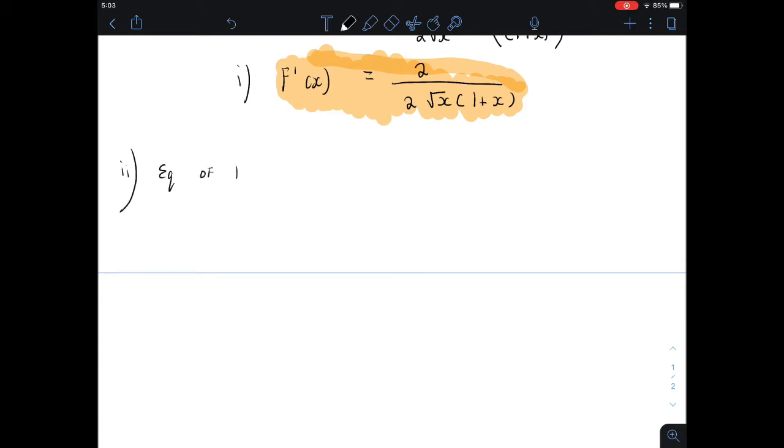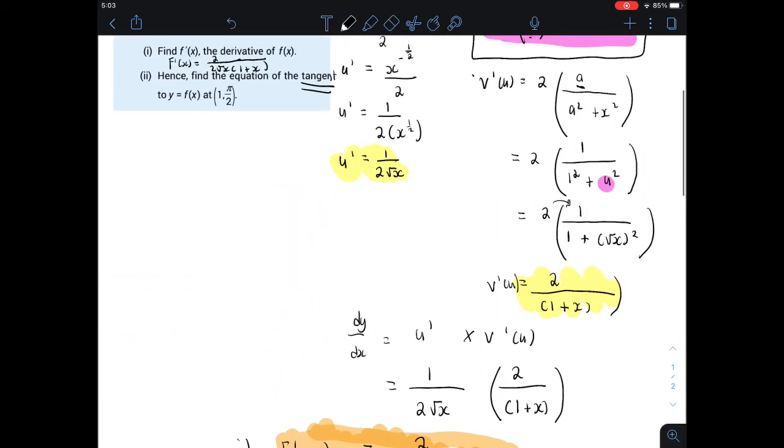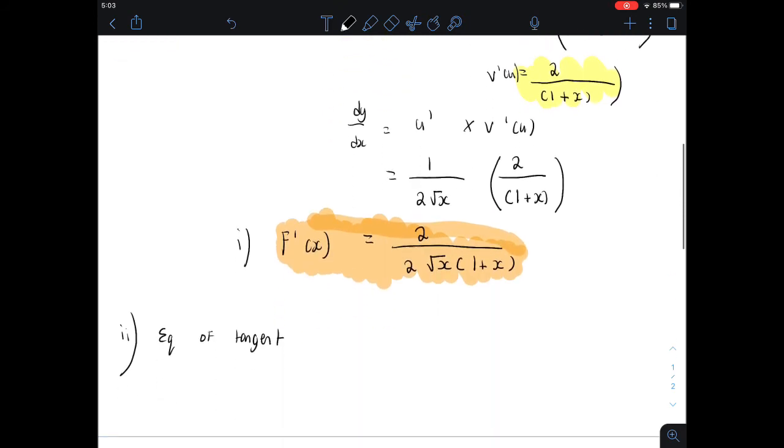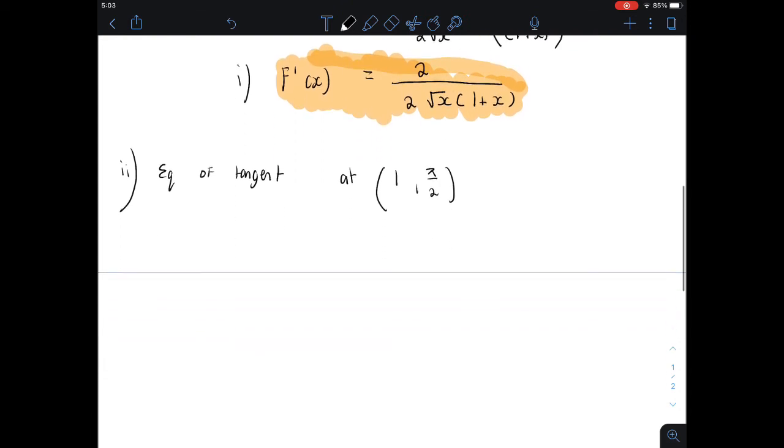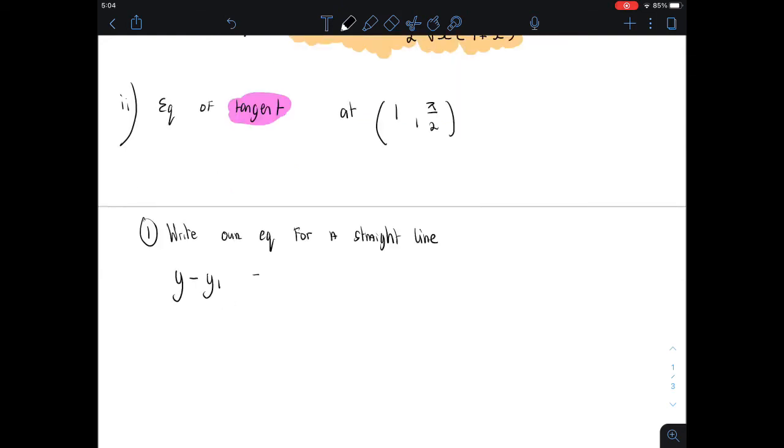So to find the equation of a tangent at (1, pi over 2), we need to find the equation of a straight line. Anytime we're asked for the equation of the tangent, the very first thing we do is write down our formula for the equation of a straight line. This gives us y minus y1 equals m times (x minus x1).